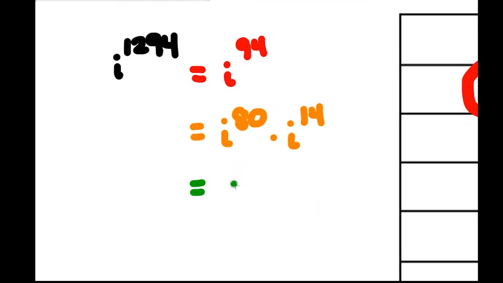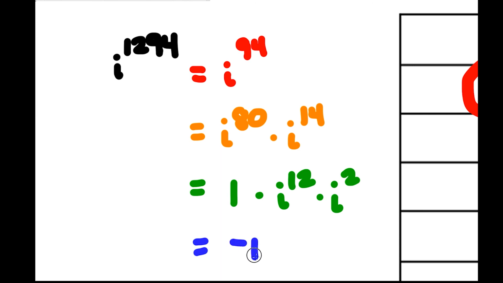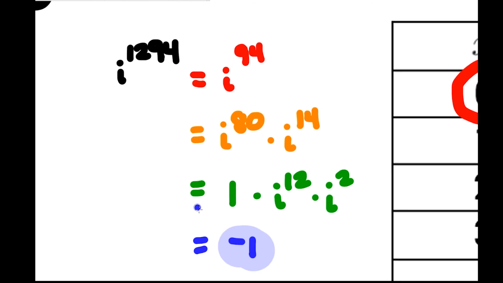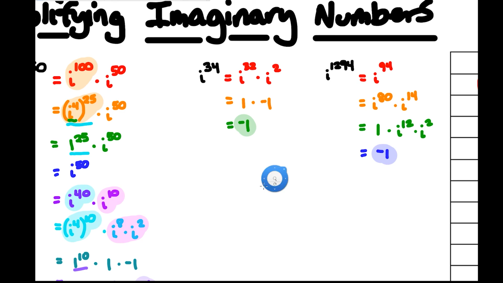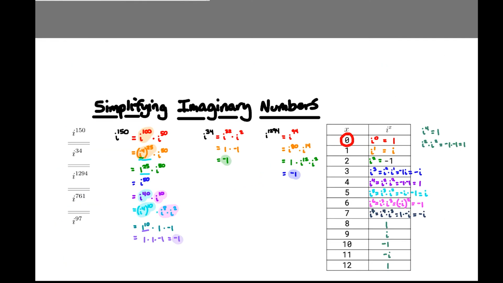i to the 80th, because that power is divisible by 4, that's equal to 1. Now, this i to the 14th, I'm going to break that down into i to the 12th, because I know that's divisible by 4, times i squared. So then this means it's equal to 1 times i squared, which is just equal to -1. So we keep getting -1 as the answer for these. But that's okay. That is the answer for that one. They don't all have the answer of -1. I just didn't pick the best problems, apparently.